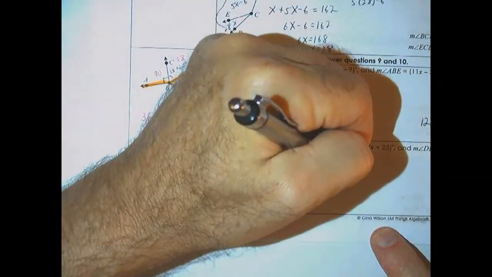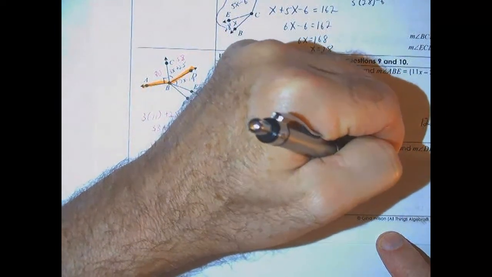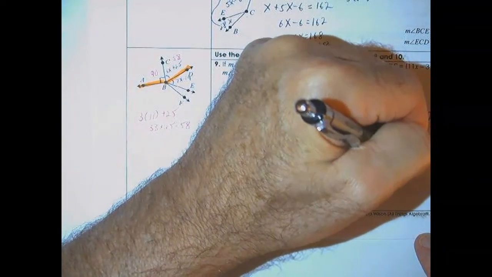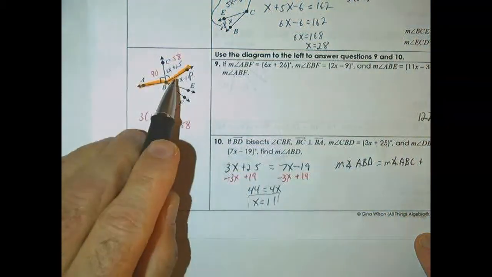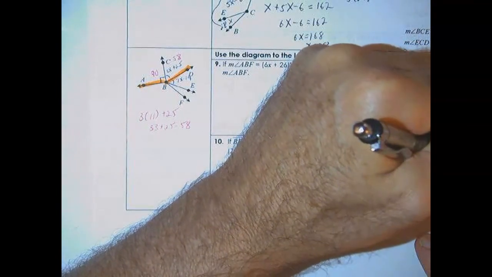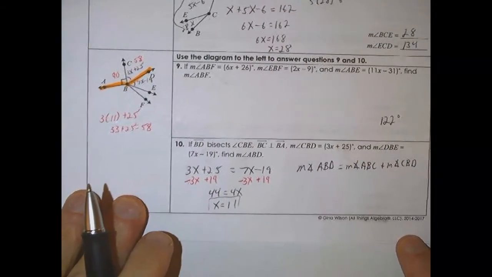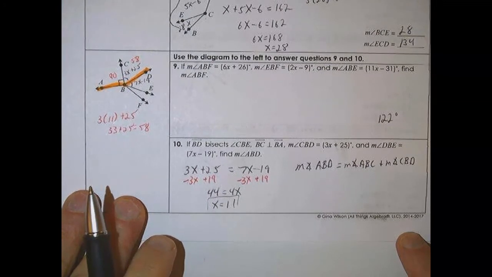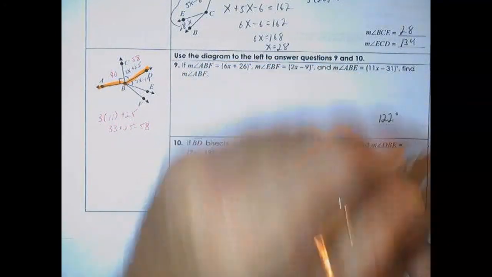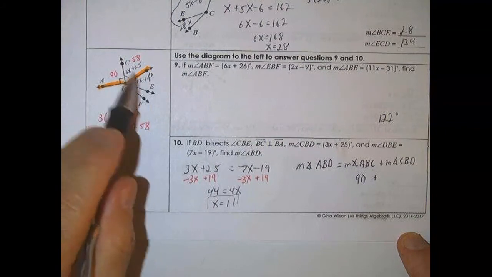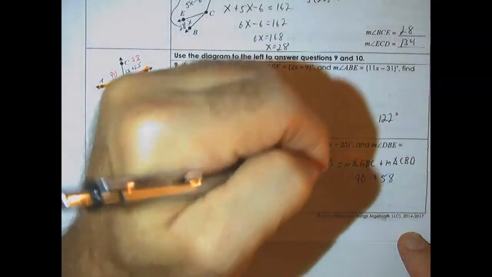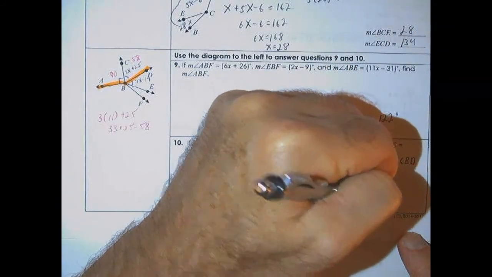So the measure of angle ABD is equal to the sum of the measure of angle ABC plus the measure of angle CBD. We know both of those, so we're just going to plug in the numbers. ABC is 90, CBD is 58. Add them together, you get 148. So this equals 148 degrees.